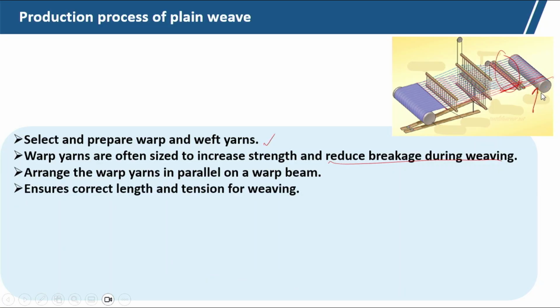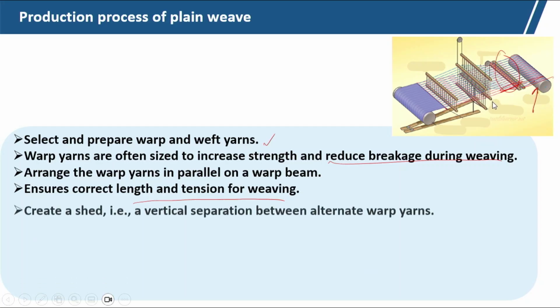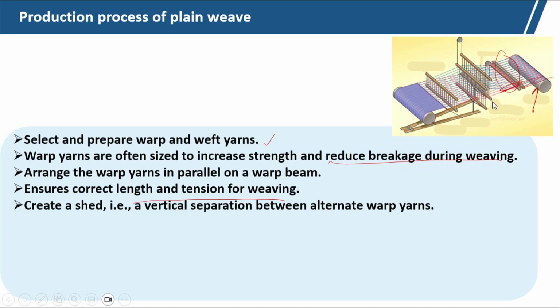Ensure the correct length and tension for weaving. So, here we have to maintain a certain tension, create a shed in a vertical separation. So, this is the heald, which creates the separation.